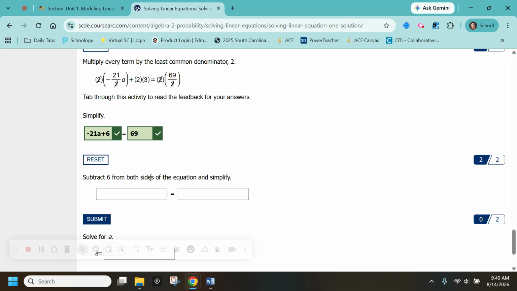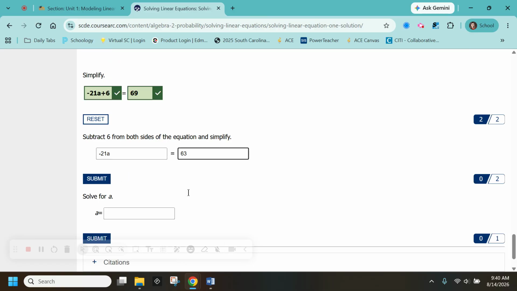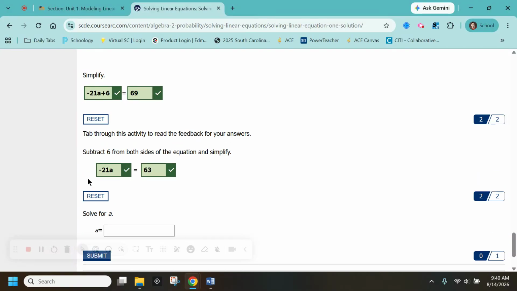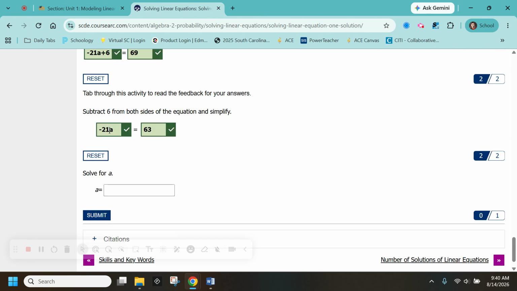Next, we're going to subtract 6 from both sides, so we're getting rid of this term here. I'm left with negative 21a on the left side of my equation. Subtract 6 from 69, and that gives me 63. Then we're going to solve for a. Again, negative 21 is multiplied to a, so to undo that, we divide both sides by negative 21. That gives us negative 3.